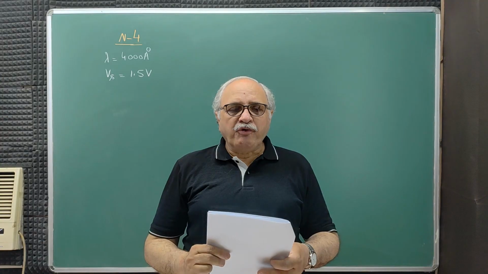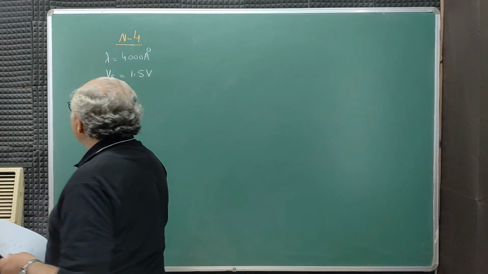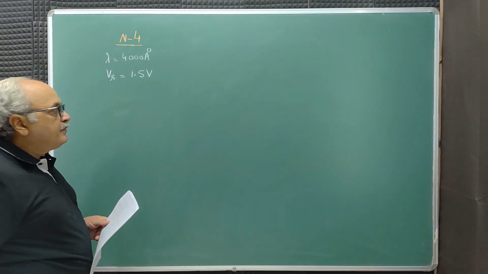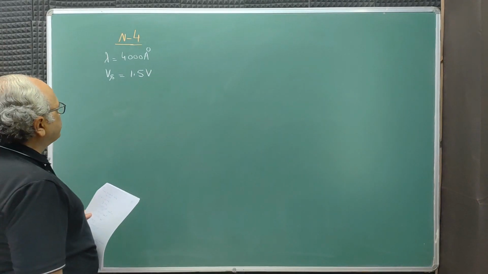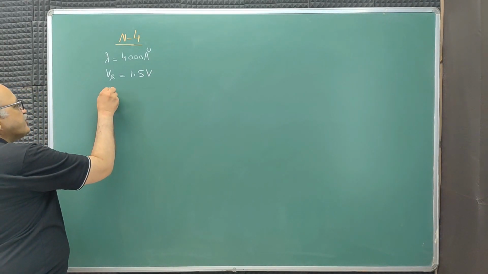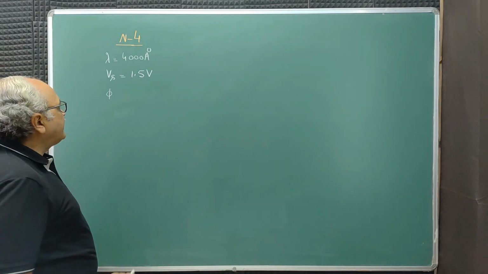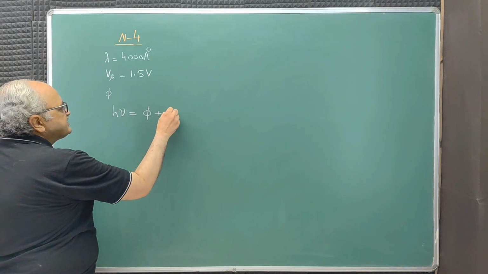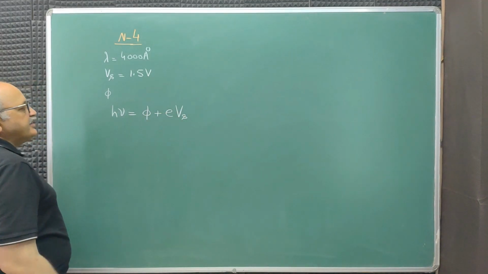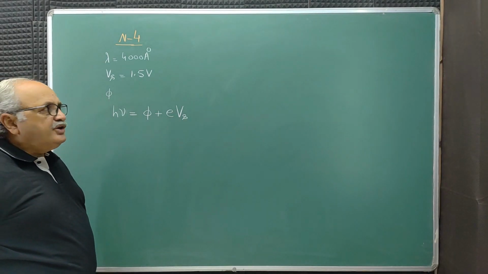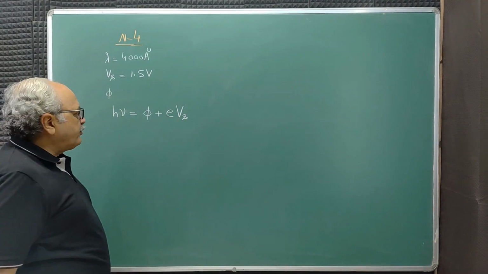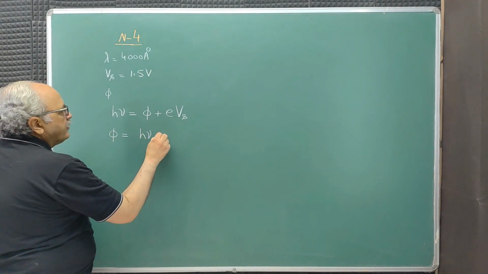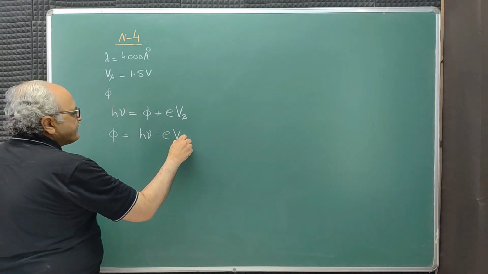So let's take the fourth numerical, and given in this numerical is the wavelength which is 4000 angstrom and stopping potential is 1.5 volt. We are asked to find out the work function. Once again we are using the photoelectric equation hν = φ + eV_s. Instead of maximum kinetic energy I have written eV_s because we are given the stopping potential. So obviously φ now is given as hν minus eV_s.